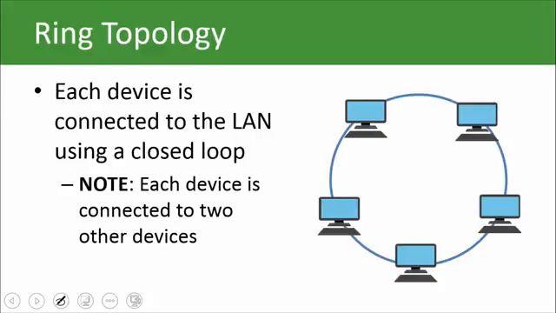A ring topology. This is one of my favorites to draw if I'm ever in a classroom setting. Each device in a ring topology is connected to another. And note that each device is actually connected to 2 other devices. So if we have computer 1 here, it's connected to computer 5, and then it's also connected to computer 2.